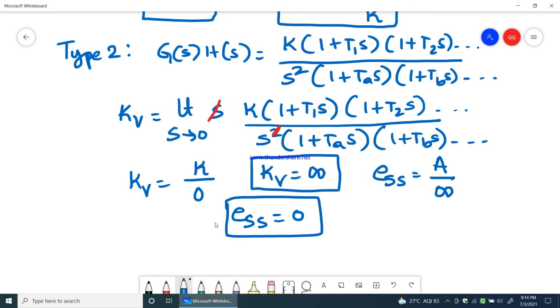Therefore when a ramp input is considered, we normally go with a type 2 system because steady state error is 0. For a ramp input, type 2 is desirable because steady state error will be equal to 0 for type 2 when ramp input is considered.